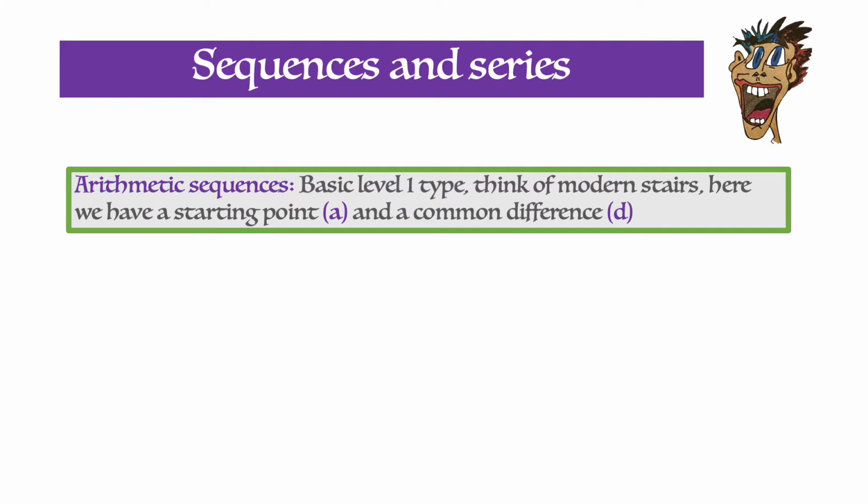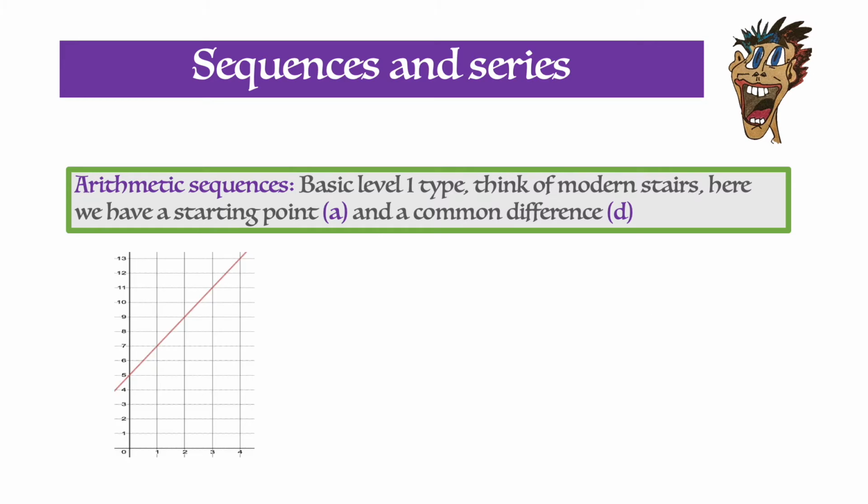Now, there are two types of sequences, there are 3, but the two main ones we look at. Arithmetic is basic level, a bit like your straight lines, y equals mx plus c. We have a starting value of a and a common difference of d. It's very similar to that, very straightforward, shouldn't pose much of a problem. It's, as I said, a straight line.